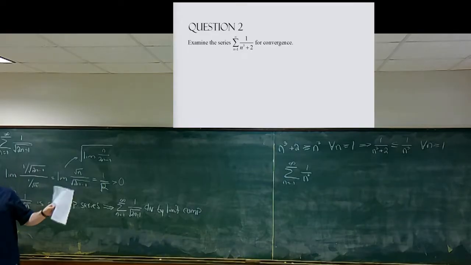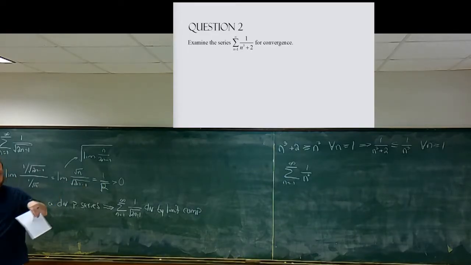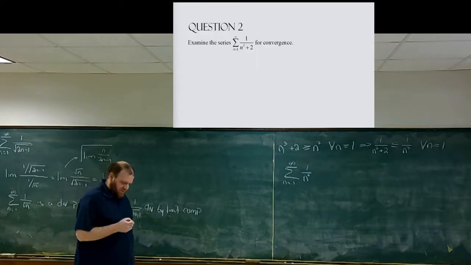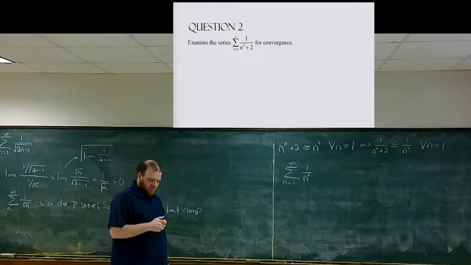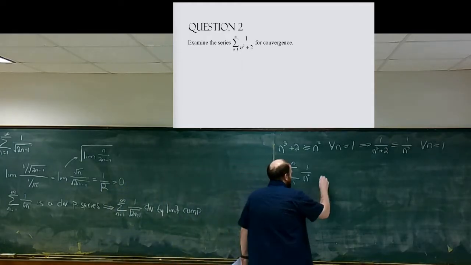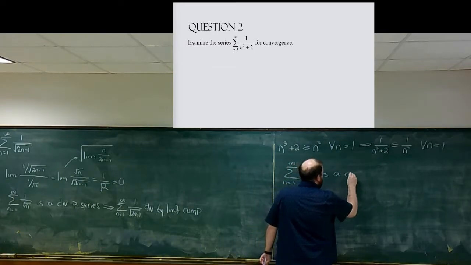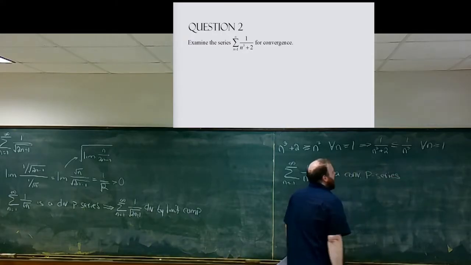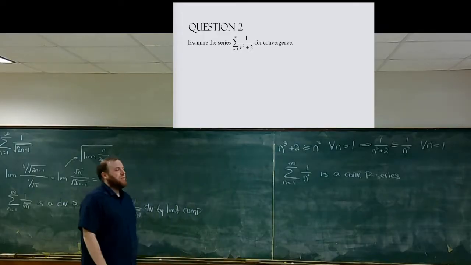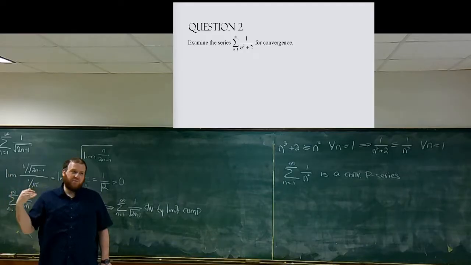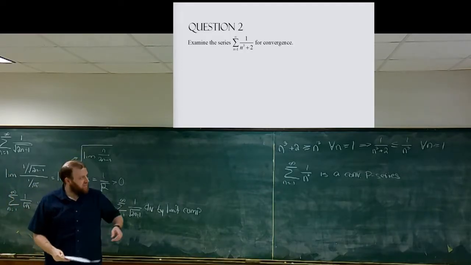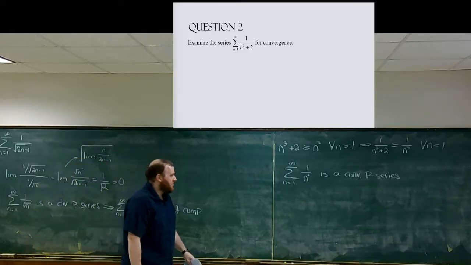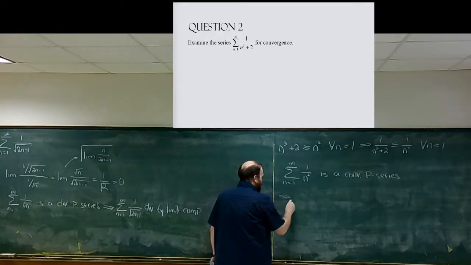There's a reason why I chose 1 over n cubed. What kind of series is that? Oh, it's a P series, and 3 is greater than 1. So what does the series do? It converges. So I found a larger series that converges, which means my smaller series has to converge. So B sub n would have to be larger than A sub n.